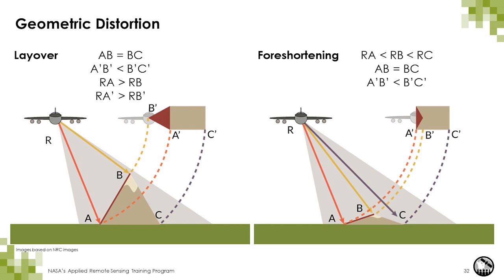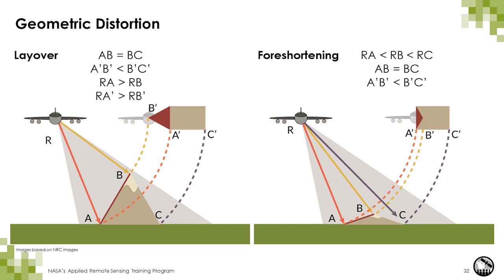Layover occurs when the radar beam reaches the top of a tall feature on the left-hand side, you can see. So it reaches B before it reaches the base, A. And the return signal from the top of the feature will be received before the signal from the bottom. And as a result, the top of the feature is displaced towards the radar from its true position on the ground. And it appears to lay over the base of the feature. Layover is most severe for small incidence angles and at the near range of the swath.